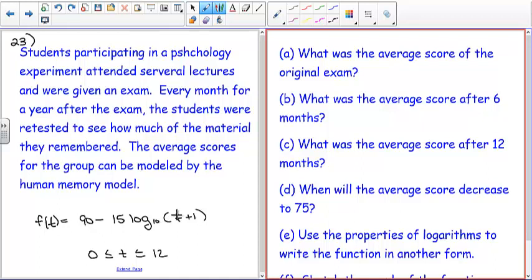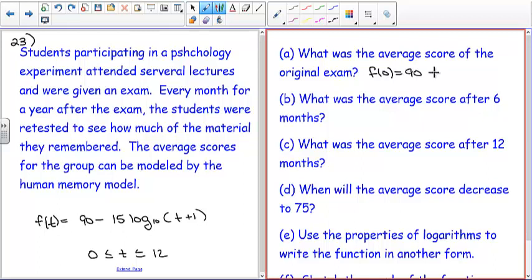And as t increases, you're going to forget stuff, and therefore your average is going to be less. And this is based on from 0 to 12 months. And after 12 months, then you might have to have a different model. So all we really have to do here is just use this equation for these different values. So I'm going to see if I can sneak them in here so I don't have to scroll. So we're saying what is the average score of the original exam? So we just talked about that. So f of 0 is going to be 90.